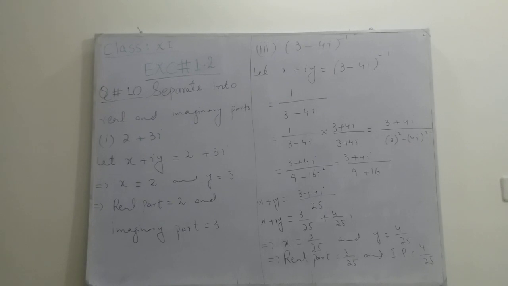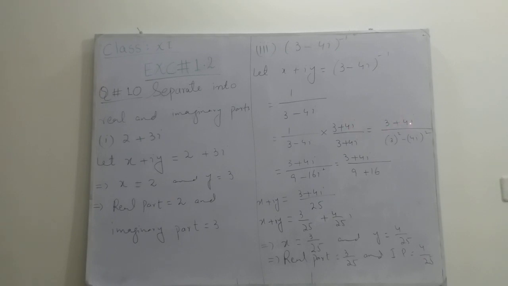Part third. (3 minus 4 iota) whole raised to power minus 1. Let x plus iota y is equal to (3 minus 4 iota) whole raised to power minus 1. First, we can write it as 1 divided by (3 minus 4 iota). Why? Because when we take minus 1 power to the denominator, it will become plus 1. Now solving it by multiplying and dividing by the conjugate of 3 minus 4 iota, that is 3 plus 4 iota.